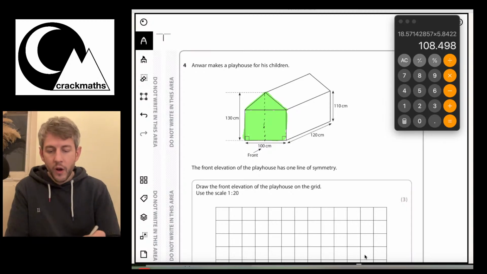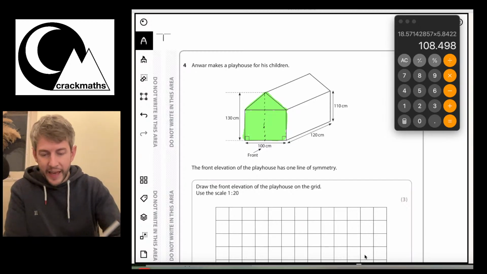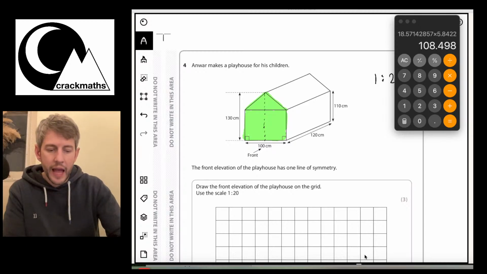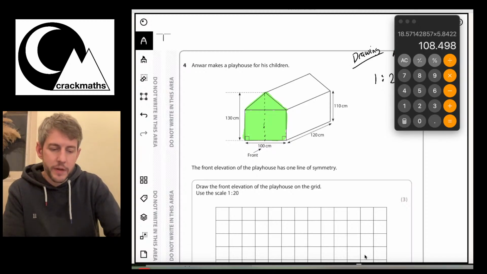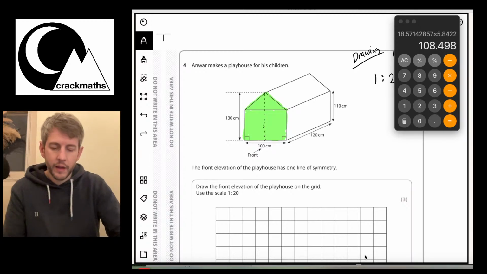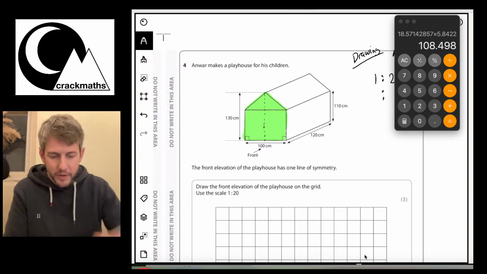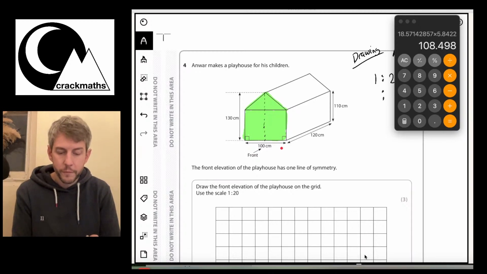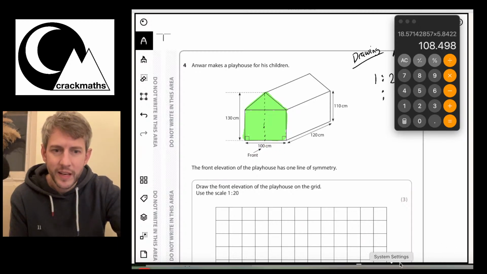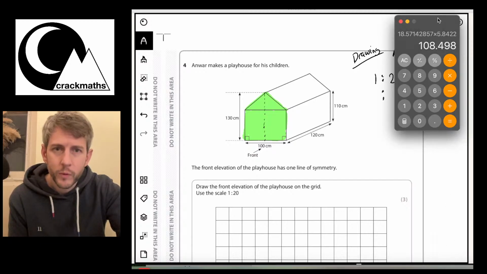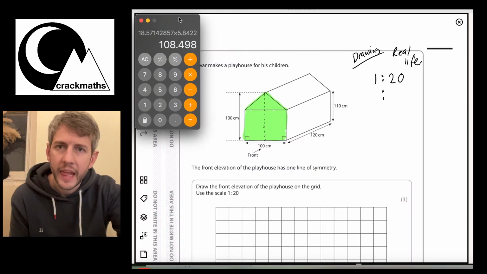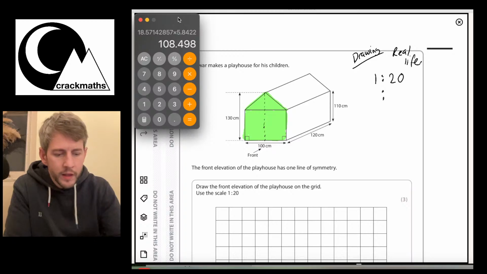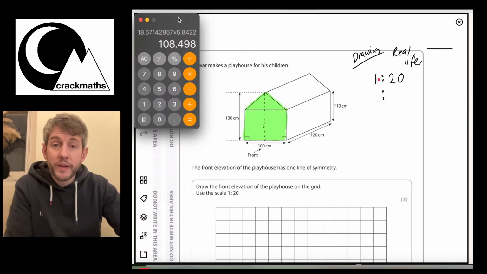So we're going to split our scale up. We've got 1 to 20, and this bit is going to be our drawing, and this bit is going to be real life. I can see here some measurements for real life, so let's start with this bottom one here. The 20 is the real life and the 1 is the drawing.